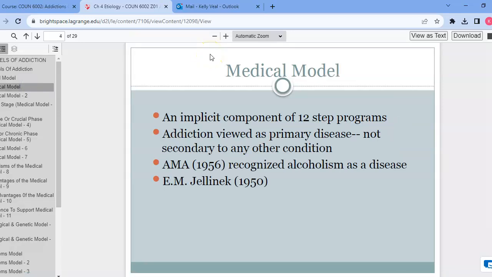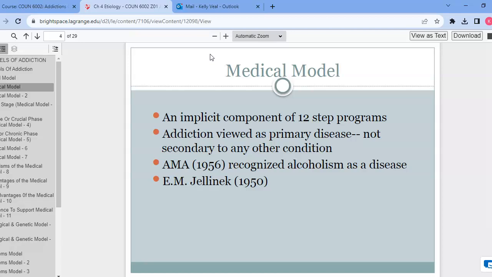And this is an implicit component of 12-step programs, right? That this is a disease. It's viewed as the primary disease, not secondary to any other condition. And I wonder what everyone in class thinks about that. I'm sure you know what my view is, but I won't talk about that yet.